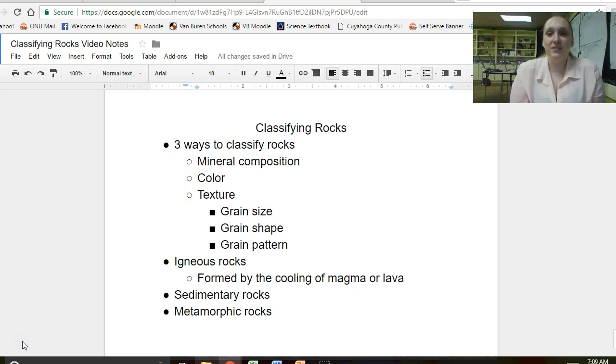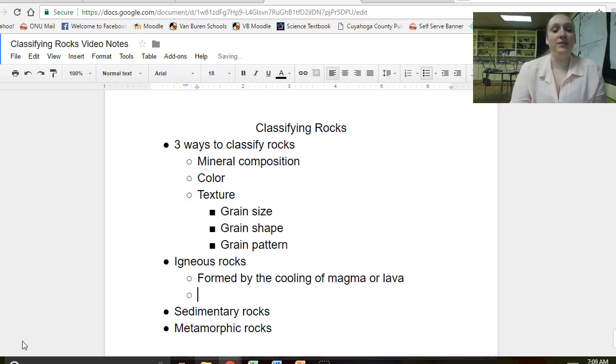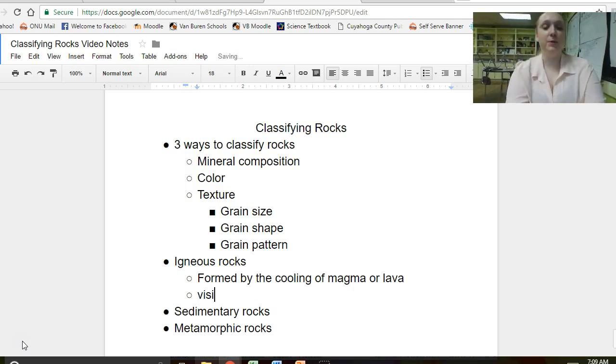Igneous rocks have visible crystals of different minerals. Crystal shapes have angles or jagged edges, and many times several types of crystals are present in one rock. So let's go ahead and add that in our notes under igneous. So they're going to have visible crystals.